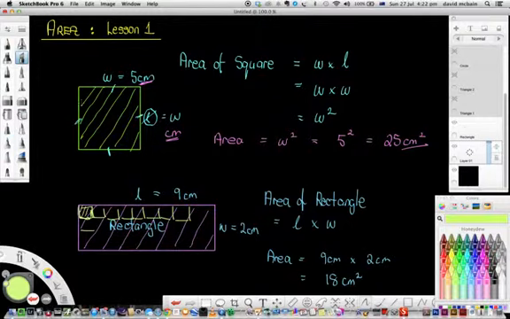If we tried to fit little centimetre squares in here, we would be able to fit 25 of them. So 1, 2, 3, 4, 5, not very good squares, I'm sorry about that. But you get the idea, I hope, that you'd be able to fit 25 centimetre squares in that shape.